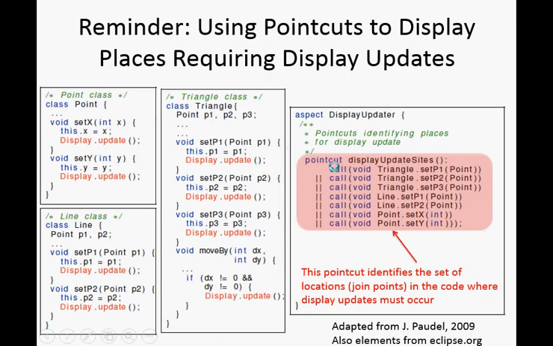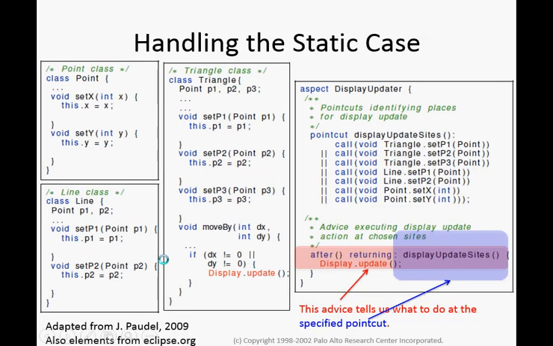I mean, we could use a pattern like this, which would match things that get newly introduced as well. This is very specific to these, but in general, we could have a pattern, you know, set star. Whenever we have a set star, we'll match that very powerfully. This is a bunch of concrete cases. And this pointcut identifies a set of join points in the code where these display updates are occurring, these seven of them, okay?